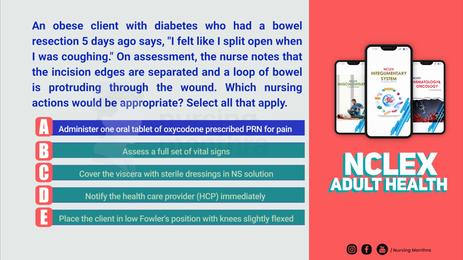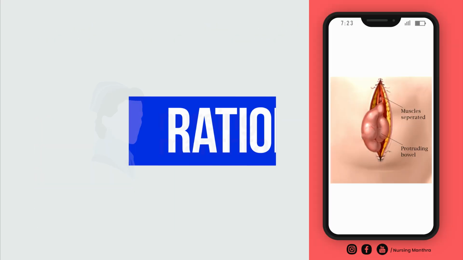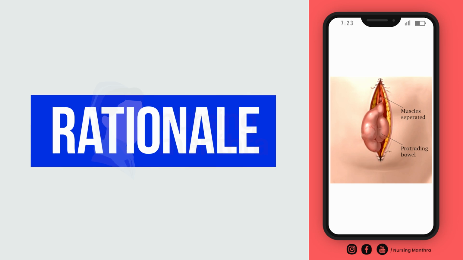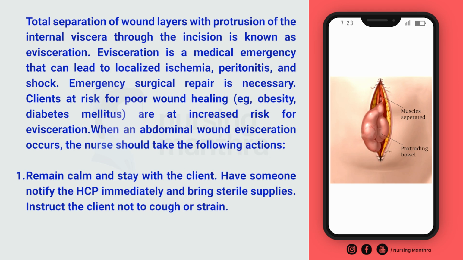The answer is option B, C, D, E. That means option B, assess a full set of vital signs. Option C, cover the viscera with a sterile dressing saturated in normal saline solution. Option D, notify the healthcare provider immediately. Option E, place the client in low Fowler's position with knees slightly flexed. Now we can see how we selected the options for this question.